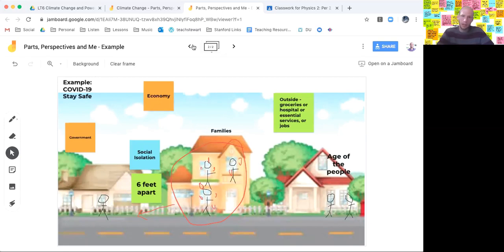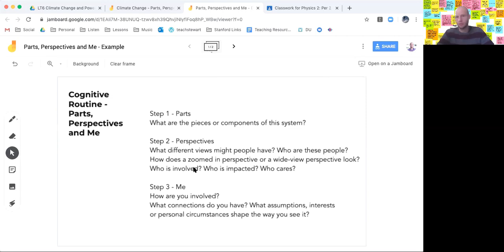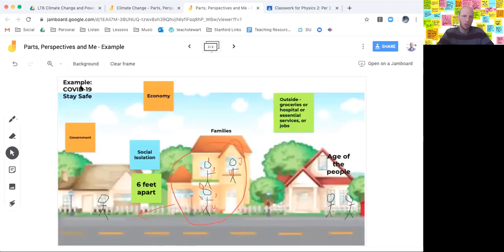The next part is to consider perspectives. So step 2, what are different views people might have? Who are these people? How does a zoomed in perspective or a wide view perspective look? Who's involved? Who is impacted? Who cares about COVID-19?